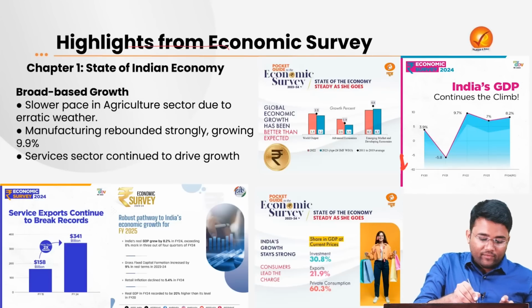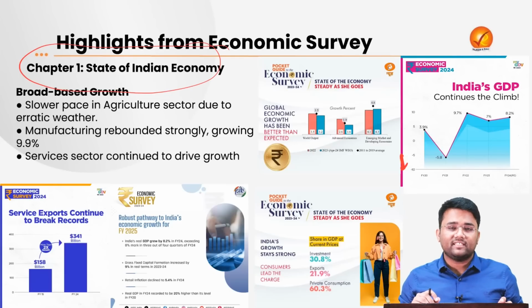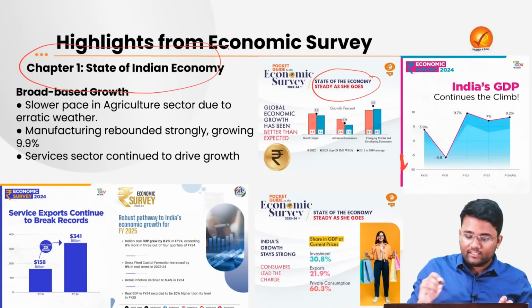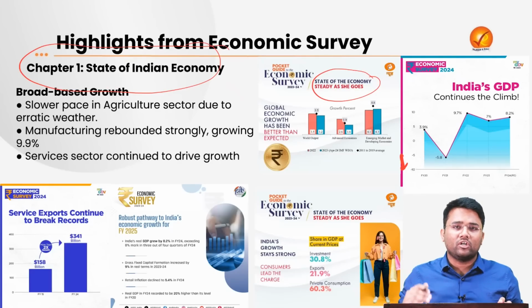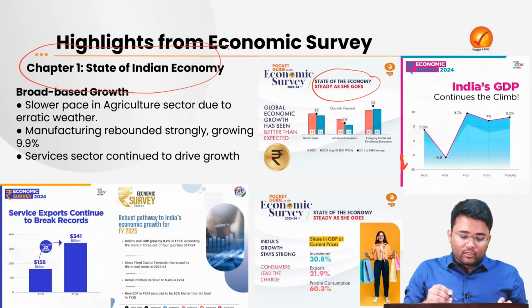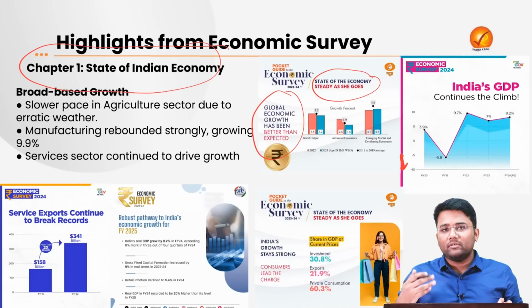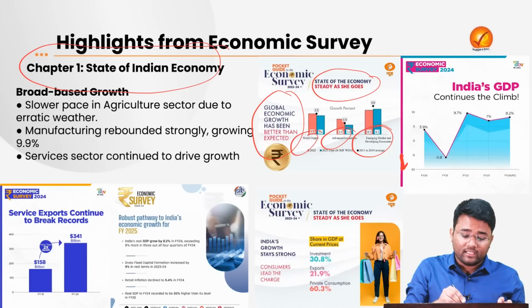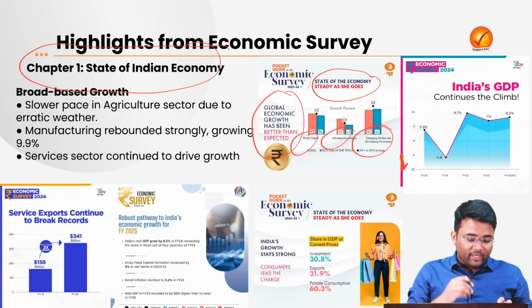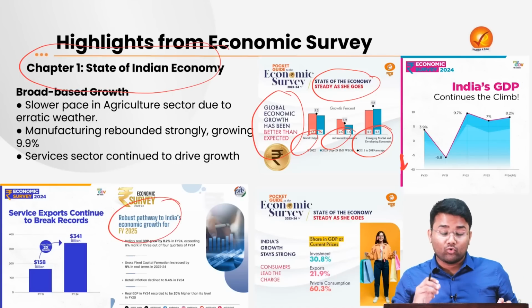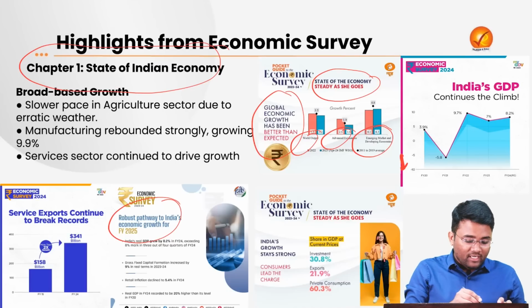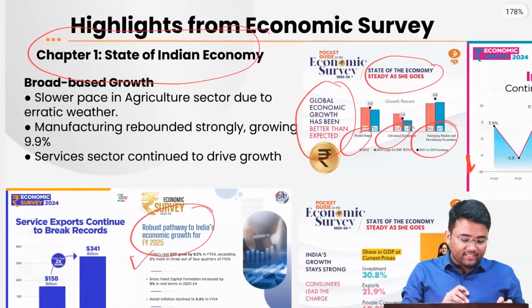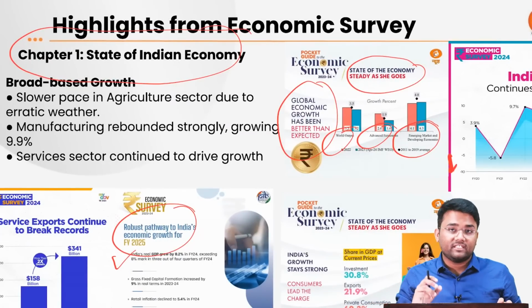If we talk about chapter 1 of the survey, which is named the State of the Indian Economy, and Steady as She Goes, it means the economy has overcome the broader headwinds like the pandemic and geopolitical issues like the Russia-Ukraine war, etc. The survey also says that the global economic growth has been better than expected. Here, the emerging market and developing economies have seen a better growth rate as compared to the advanced economies and the overall world output. With respect to India, the survey says that India is following a robust pathway towards economic growth. India's real GDP grew by almost 8.2% in financial year 2024, exceeding the 8% mark in 3 out of 4 quarters in the financial year 24.